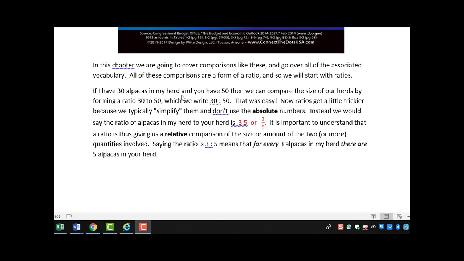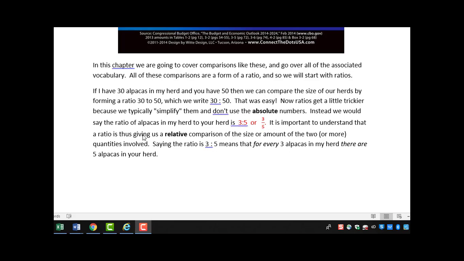If I have 30 alpacas in my herd and you have 50, we can compare the size of our herds by forming a ratio of 30 to 50. Make sense? And you can also write it like this, 30 to 50. That's pretty easy. Now the ratio gets tricky because we typically simplify this ratio and we don't use the absolute number. Instead we would say that the ratio of alpacas in my herd to your herd is 3 to 5. Notice that's just reducing this fraction, this ratio being reduced.